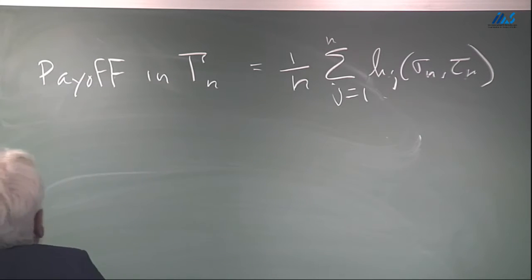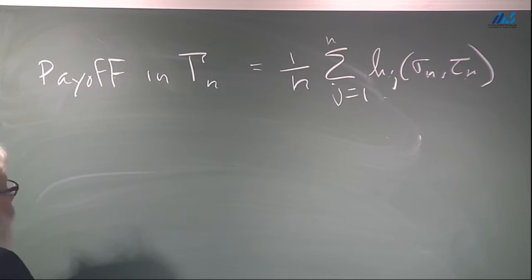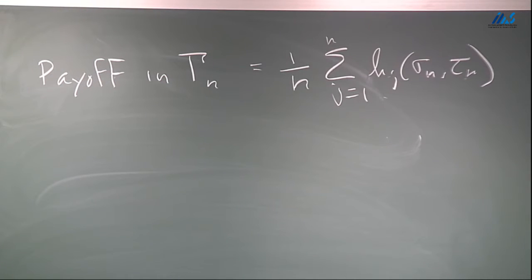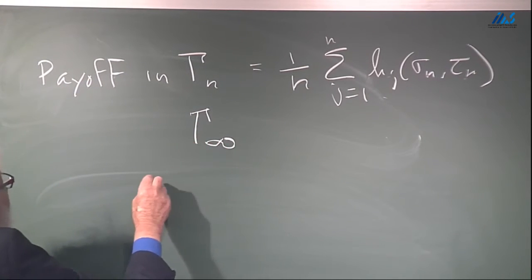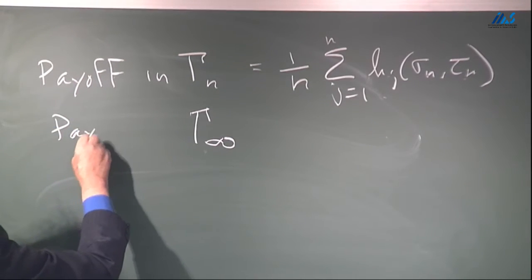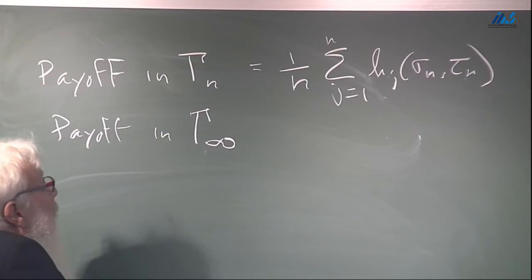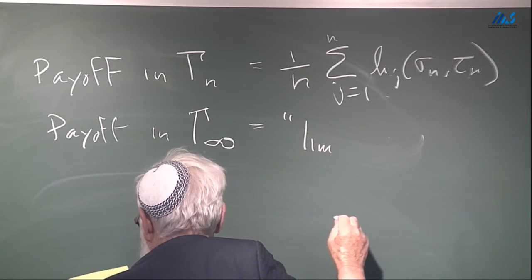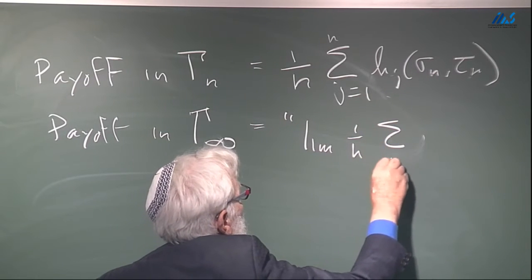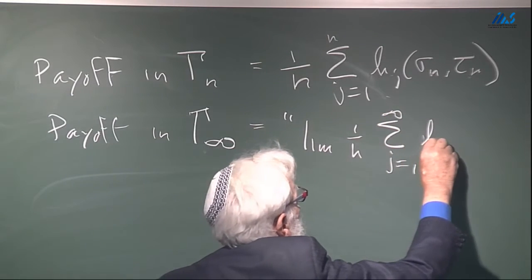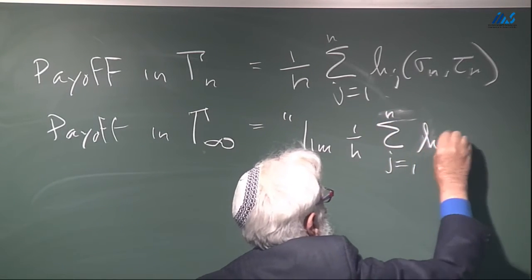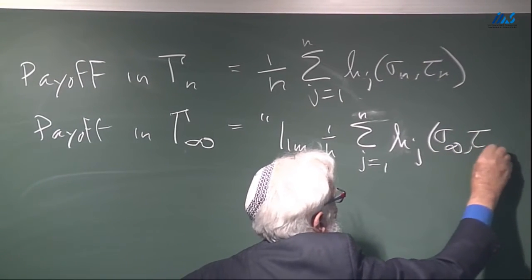And there's another way of looking at it, and that is an infinite stage game in the first place. We look at infinitely many stages, and we call that gamma infinity, and the payoff in gamma infinity is, well, I'm going to put it in quotation marks, the limit of 1 over n, the sum from j equals 1 to n of h_j of sigma infinity, tau infinity.